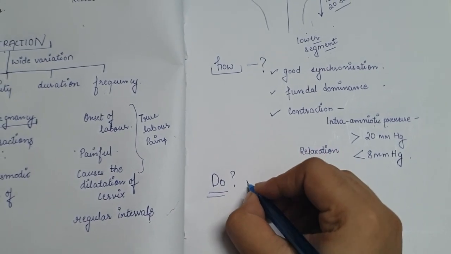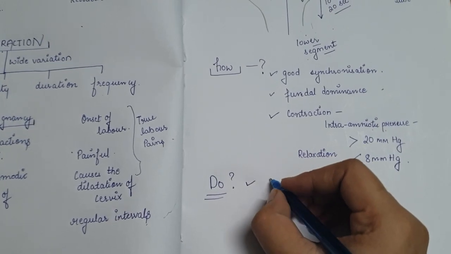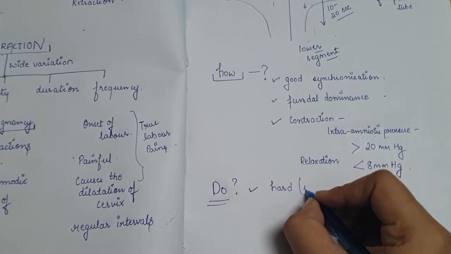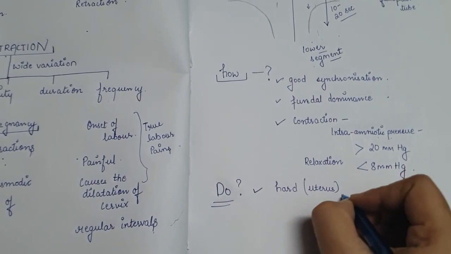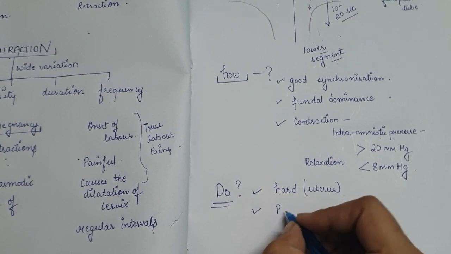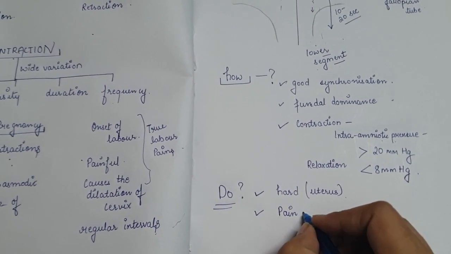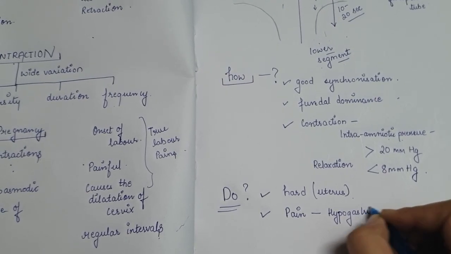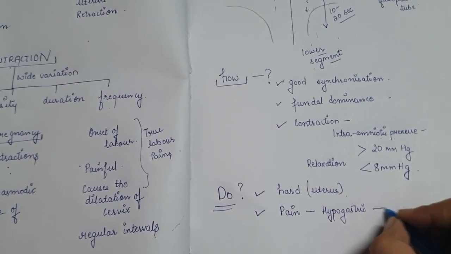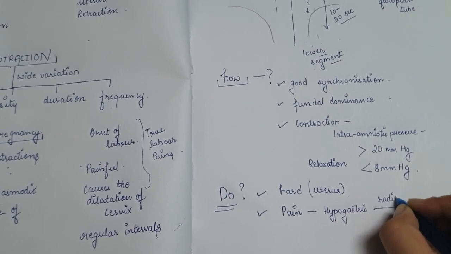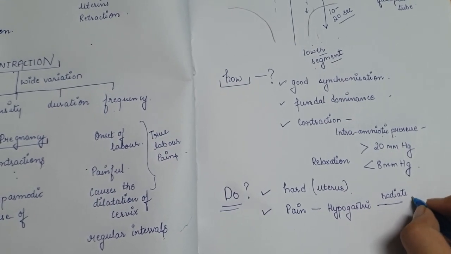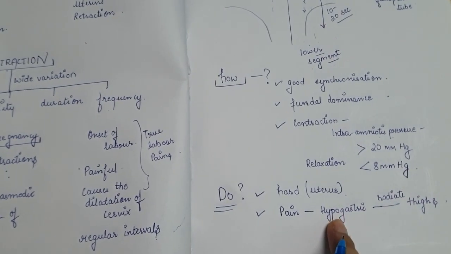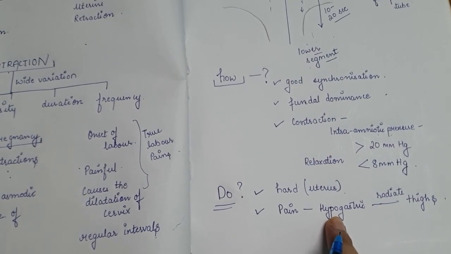First of all, uterine contractions cause hardness, that is the uterus becomes hard. And next, it causes pain, which is usually present at the hypogastric region and radiates to the thighs. The hypogastric region is mainly the region below the umbilicus.